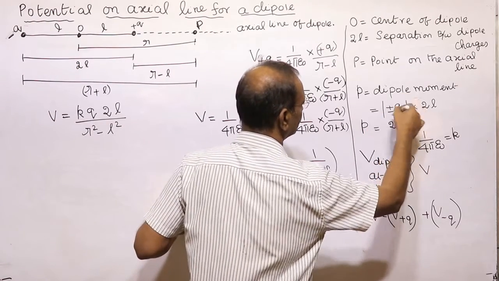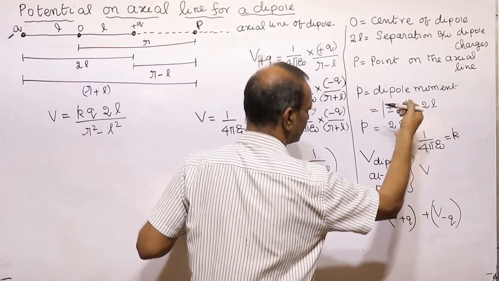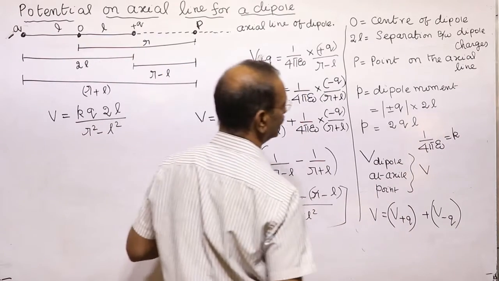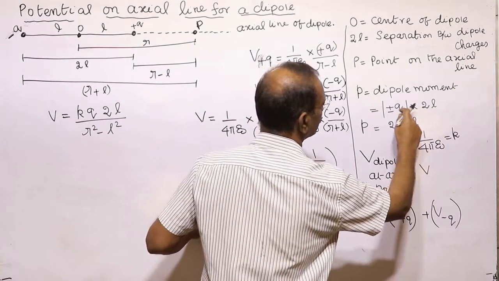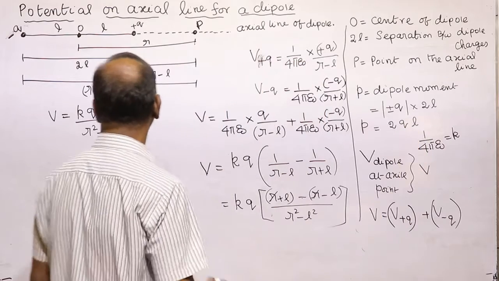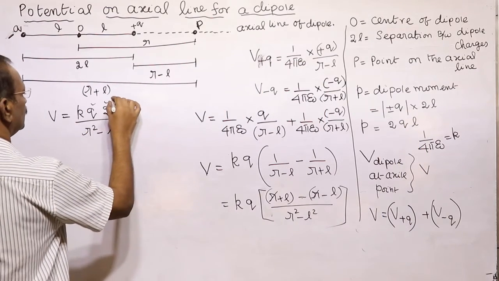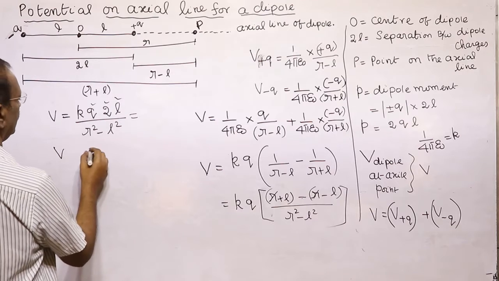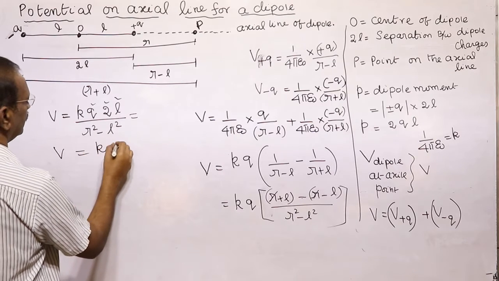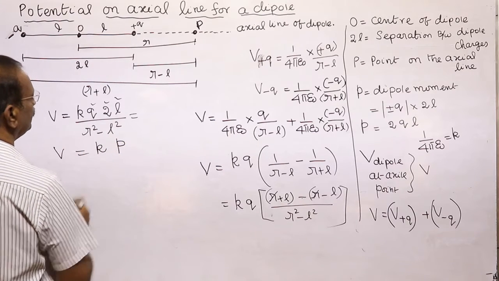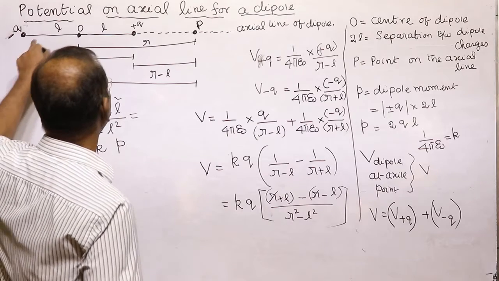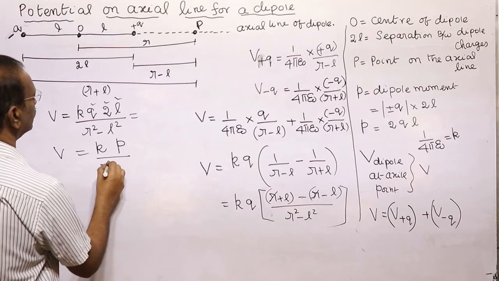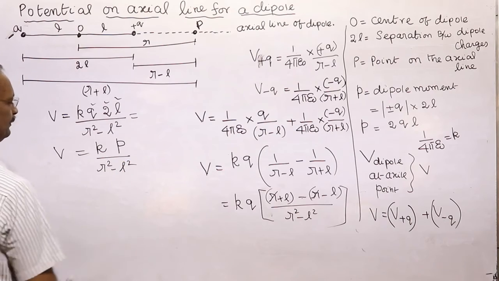Dipole moment is the product of any one charge's magnitude and the distance of separation between the two poles, that is 2q into 2l, or 2ql. So V is equal to k into dipole moment, and we know the dipole moment is always directed from negative charge to positive charge, divided by r square minus l square.